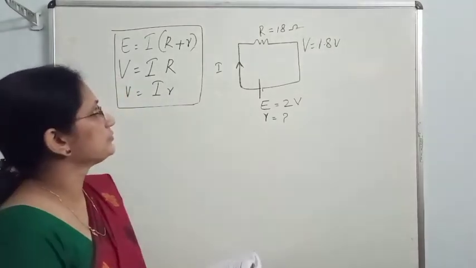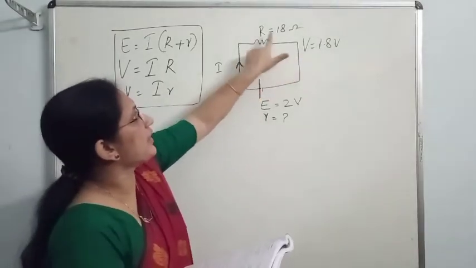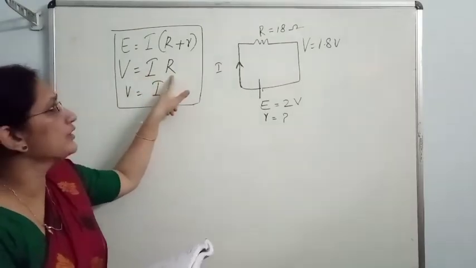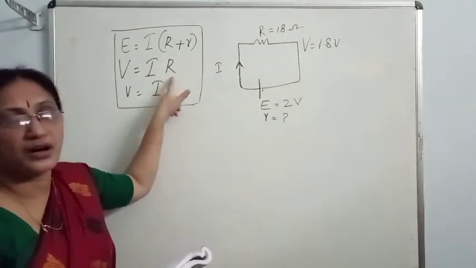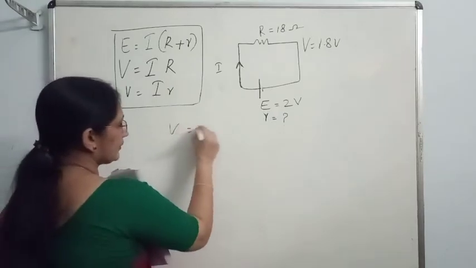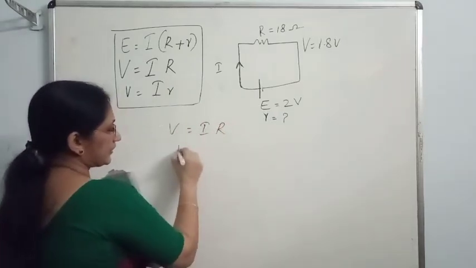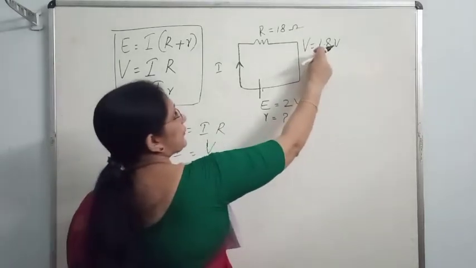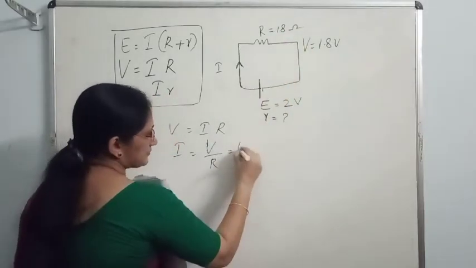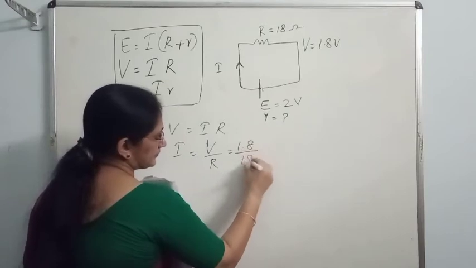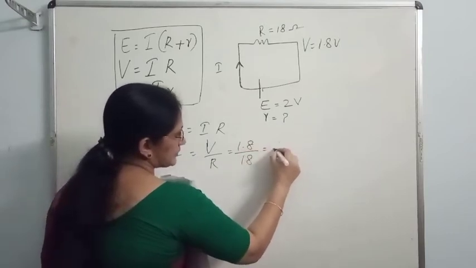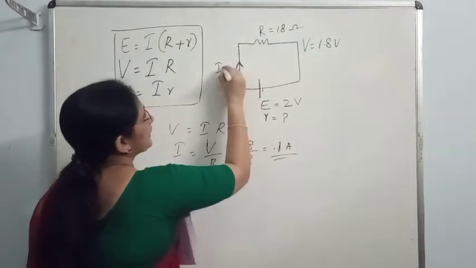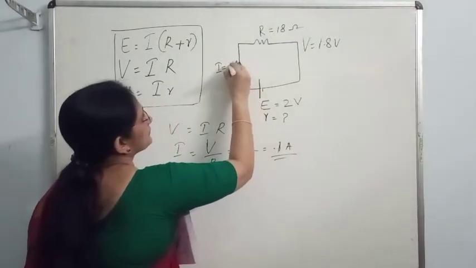This r you have to find out. How will you follow? From V and R, you can find out I by applying this formula. V is equal to I into R. I you can calculate. I is equal to V by R. V is 1.8, R is 18. That is 0.1. Current you got as 0.1 ampere.